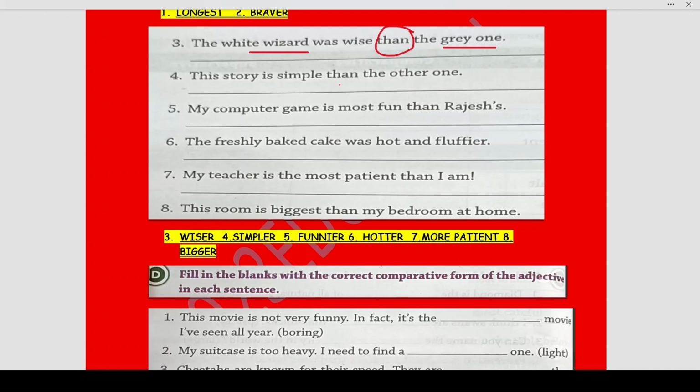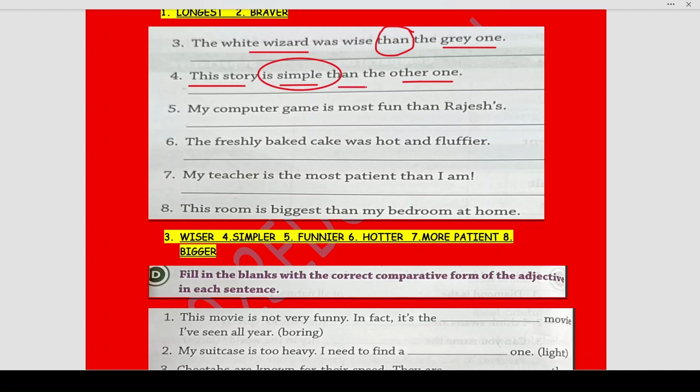This story is simpler than the other one. Simple becomes simpler. Why? Because we are comparing this story, one story, with the second one. Two things when they are compared, we take the comparative degree of the adjective, and over here we can also say that we have used than.